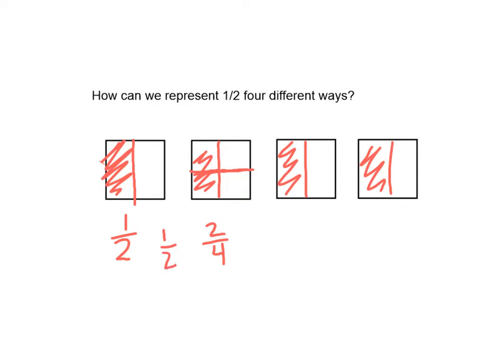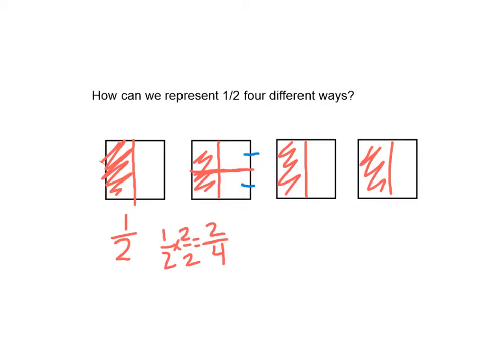So 1/2 times a fraction equals 2/4. So basically, we split into one section 2 sections. So we multiplied by 2 over 2. So 1 times 2 is 2, and 2 times 2 is 4.